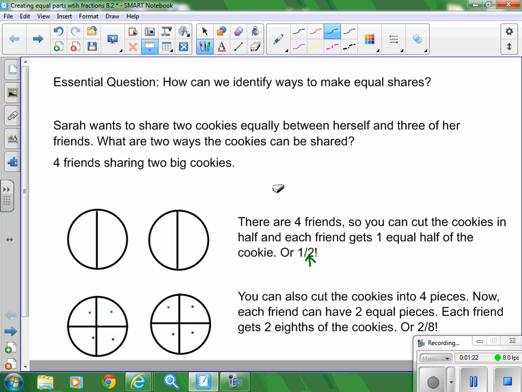Now your denominator has changed. Now your denominator is 8 because you have 8 equal pieces of the cookies. So 8. And each friend gets how many pieces? 2/8 of the cookies. That's what we said. Perfect. Excellent. Moving on, let's try another one.